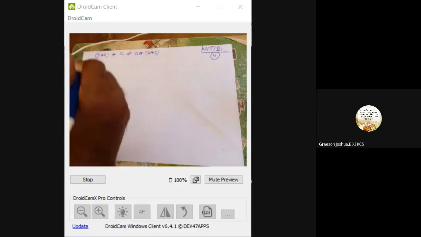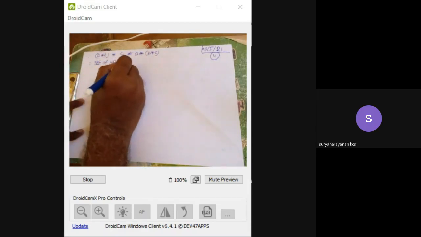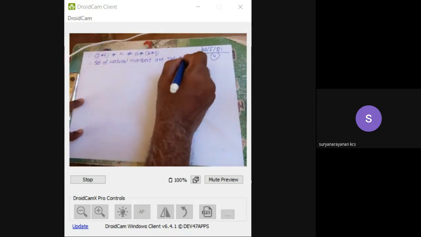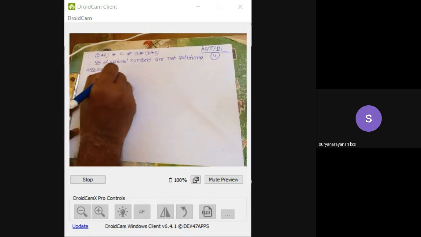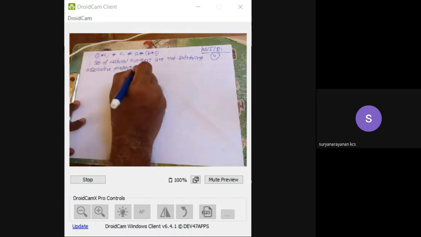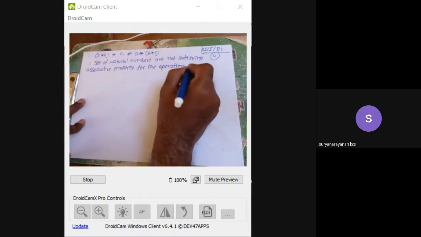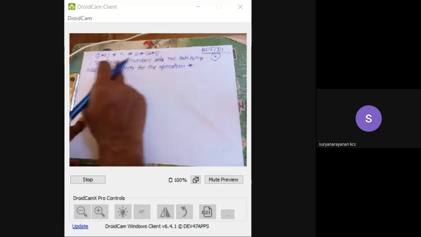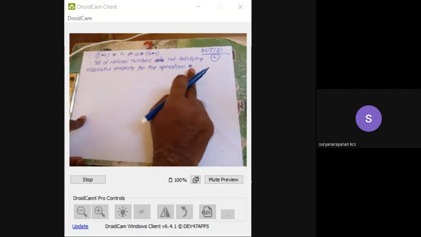Yes, sir. Therefore, finally, we say that the set of natural numbers is not satisfying the associative property. So we conclude here, the set of natural numbers is not satisfying the associative property for the operation star. Understood this point, my dear children?